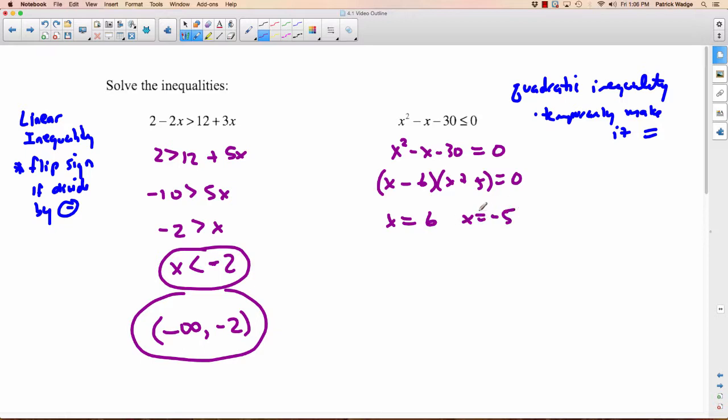Now, are those your answers? No, because we're looking for all the values that are less than or equal. We found the ones that are equal. We still need the ones that are less than. So what I like to do at this point is make something that's called, well, it's not called this at all actually, it's called a wiggle graph.